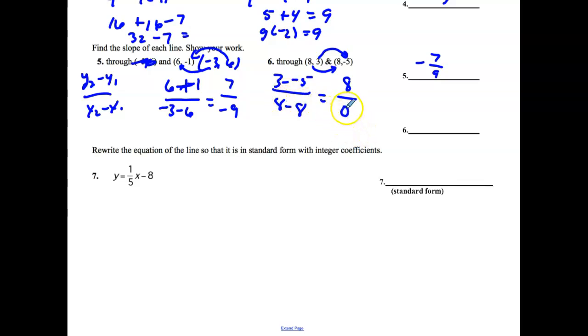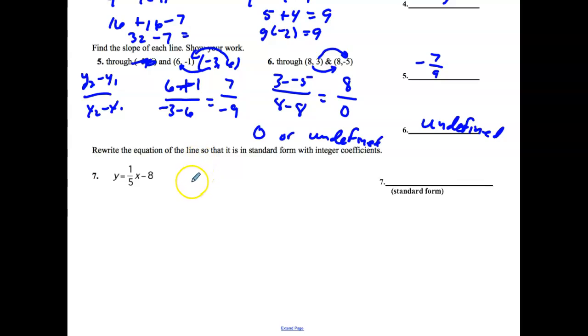Now don't leave 8 over 0 as an answer. Or if these numbers had been switched around and you got 0 over 8, don't leave 0 over 8 as an answer. You need to decide, is your answer either 0 or undefined? And if you're not sure, put it in your calculator. If you do 8 divided by 0 in your calculator, you're going to get an error. If you do 0 divided by 8, it'll say 0. So this one, you need to be writing undefined. If you leave 8 over 0, you're not going to get full credit.